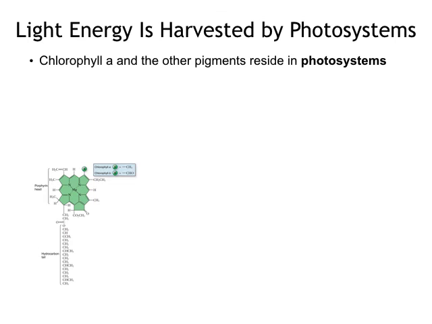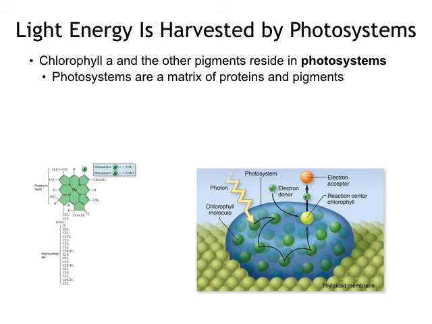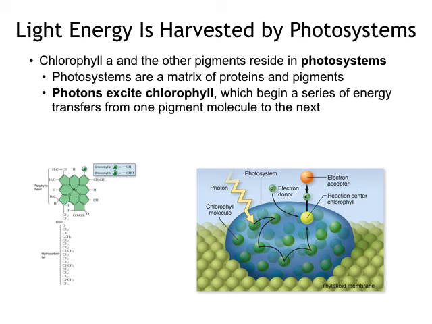All right, so let's look at the light reactions and how they're harvesting this light energy. So chlorophyll A, which is the most efficient pigment, and the other pigments reside in structures called photosystems, which are simply a matrix of proteins and pigments that cluster together. And as these absorb light, which are photons, the photons excite the chlorophyll, which begin a series of energy transfers from one pigment molecule to the next.